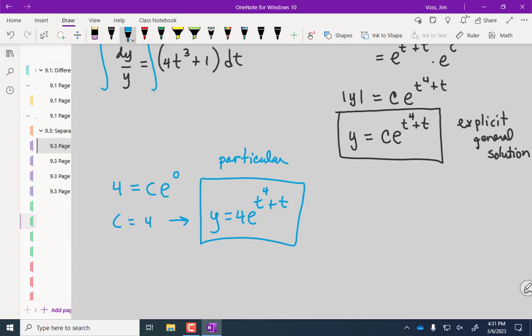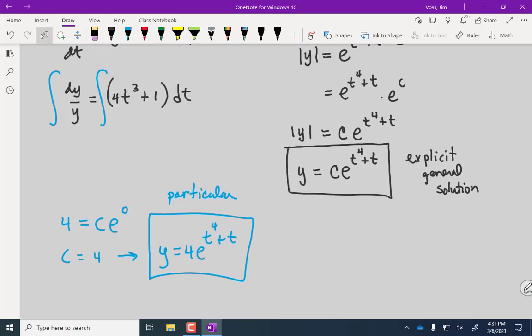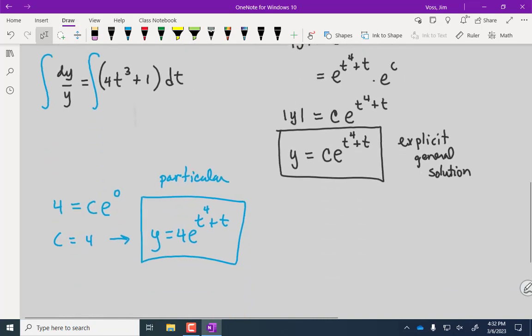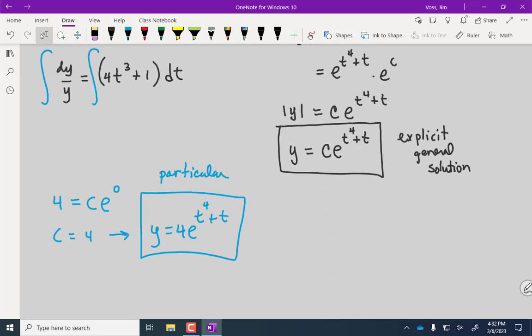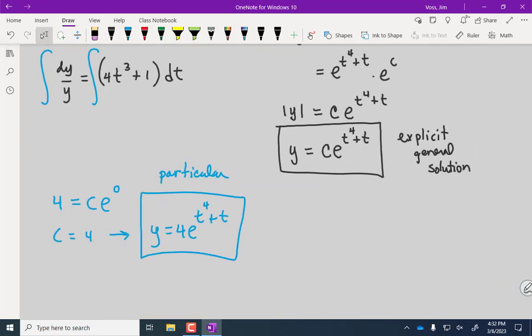Any questions before we go to the next slide? Wait, why do you have 4 equals c e to the 0 there? Where did that come from? Y of 0 is 4, so that says t is 0 when y is 4. So we're going to plug in 4 for y and 0 for t, and 0 plus 0 on the e. Hey Jim, where'd the absolute value go?